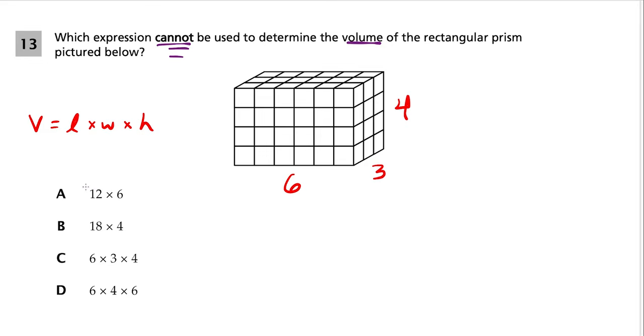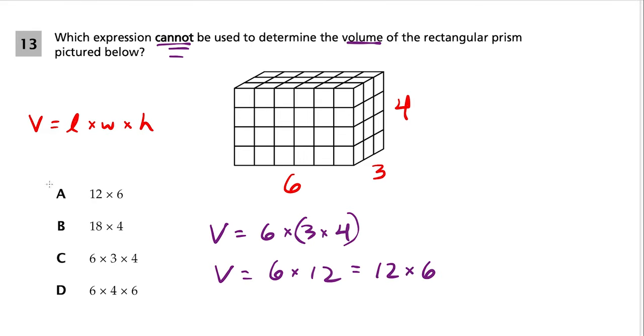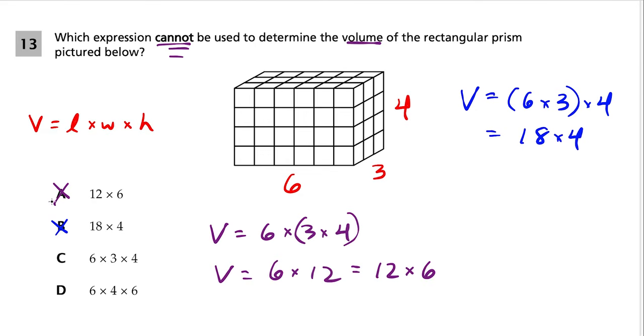So looking at choice A, 12 times 6. Well, first thing I notice is that there's a 6 here. So if I do volume equals 6 times 3 times 4, I want to use the associative property here. And I'm going to group together 3 times 4, so I want to multiply those two first. I'm going to get 6 times 12, and by commutativity of multiplication, that's the same thing as 12 times 6. So choice A is out. This one is not going to be our answer choice. Choice B is also going to be out, because if I wrote this as 6 times 3 and then times 4, you could see when we multiply 6 times 3, that's 18, and 18 times 4 is the same thing as what we have in choice B here.